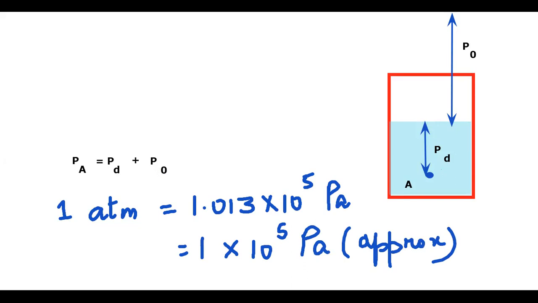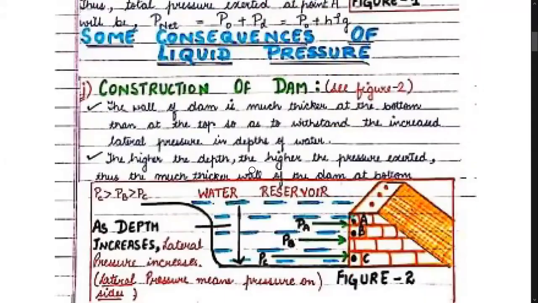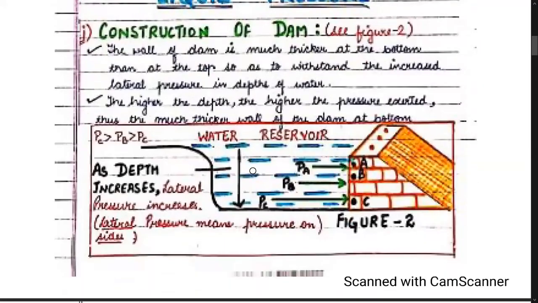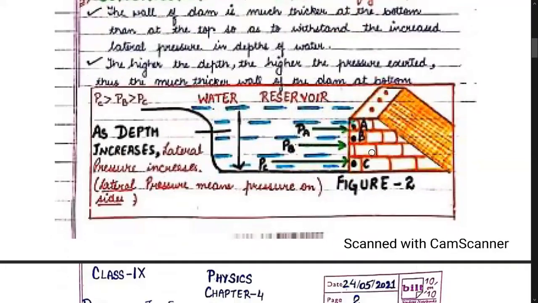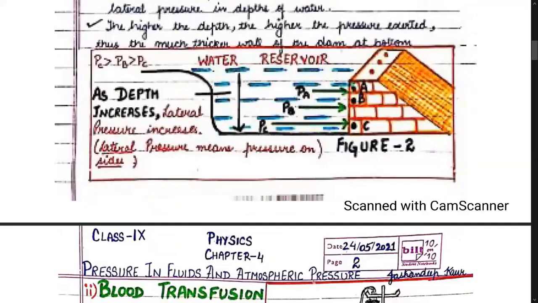Now children, as we have started, the more we go down, the more pressure is exerted by the liquid. Due to it, there are certain consequences which we are going to study today. First is construction of a dam. In figure 2 of your PDF and even in your book, we can see a diagram of a dam.